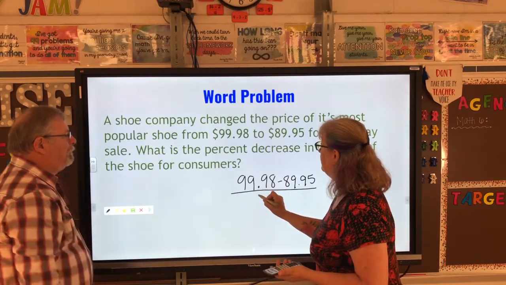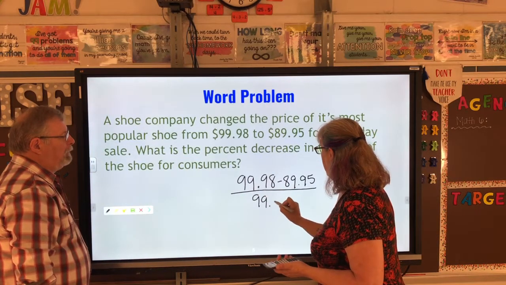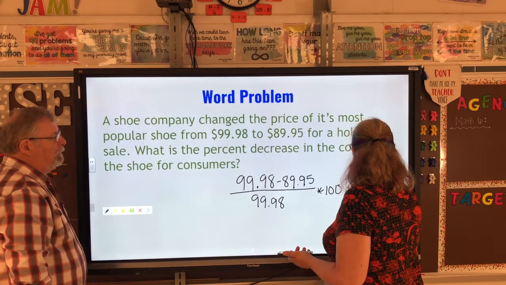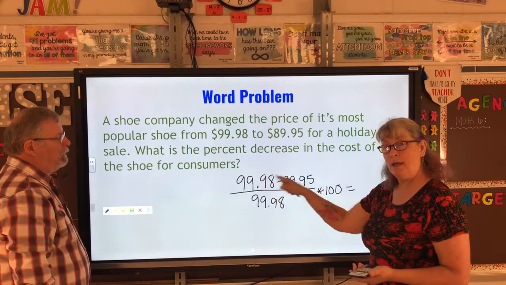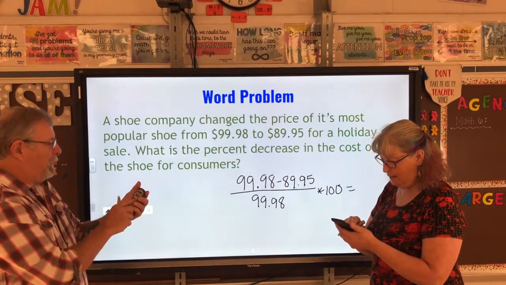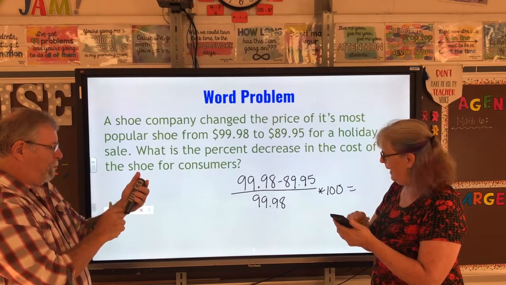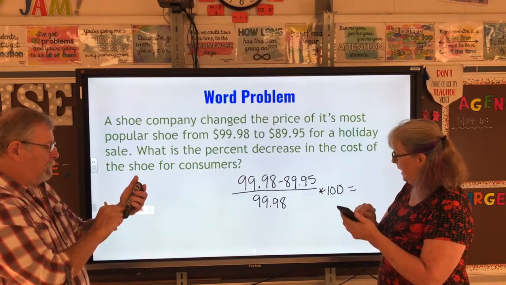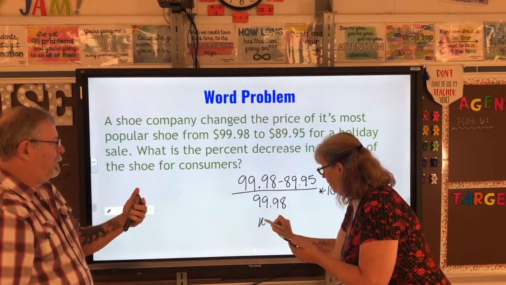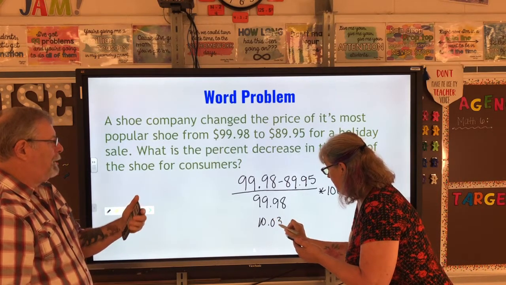The original was the 99.98, and then times 100. So again, the change in the two numbers, the difference between those. So I can help you out there: 99.98 minus 89.95 gives us $10.03.